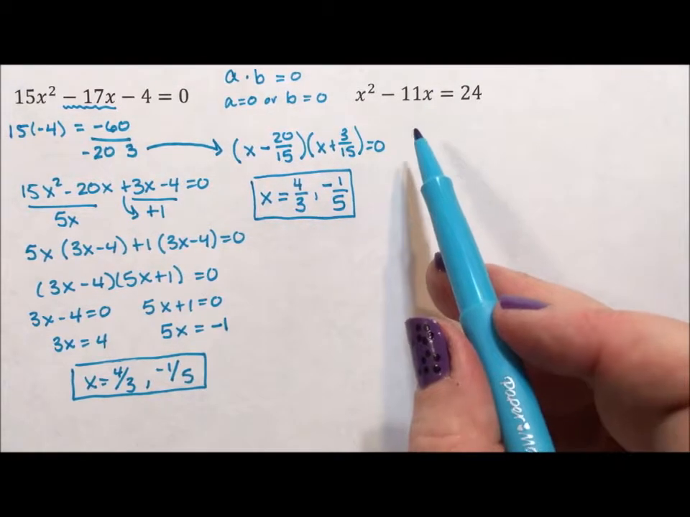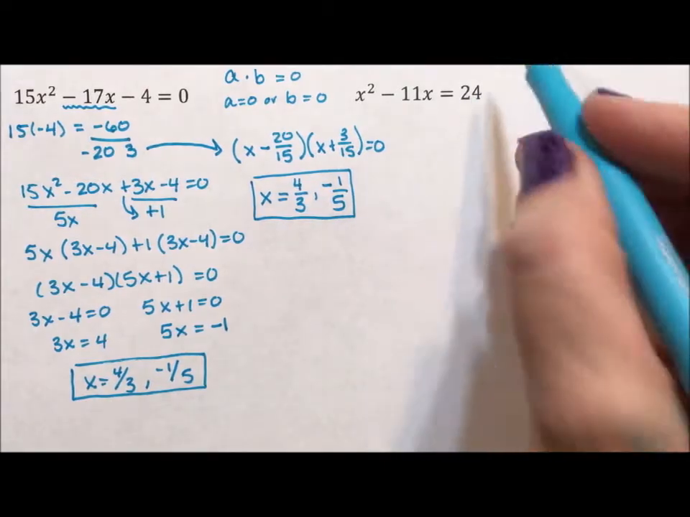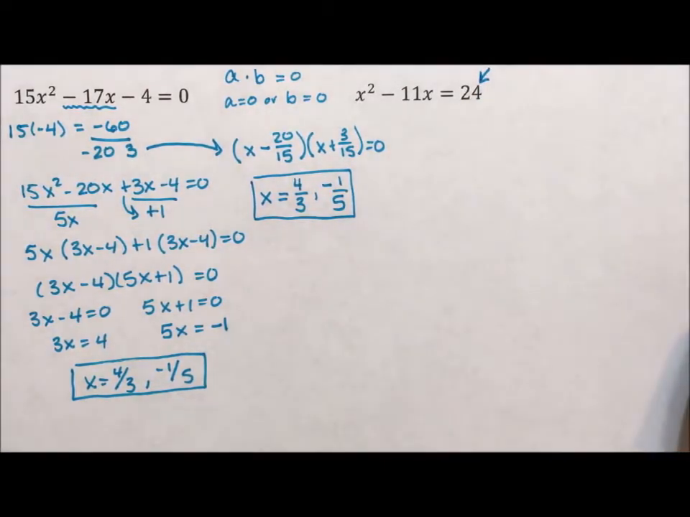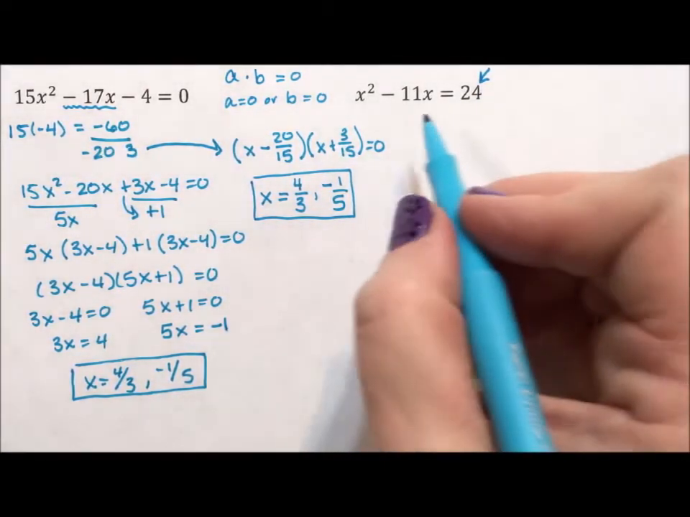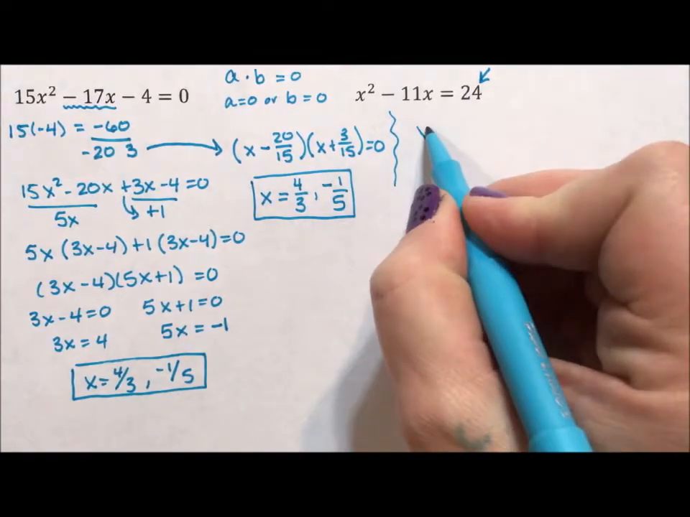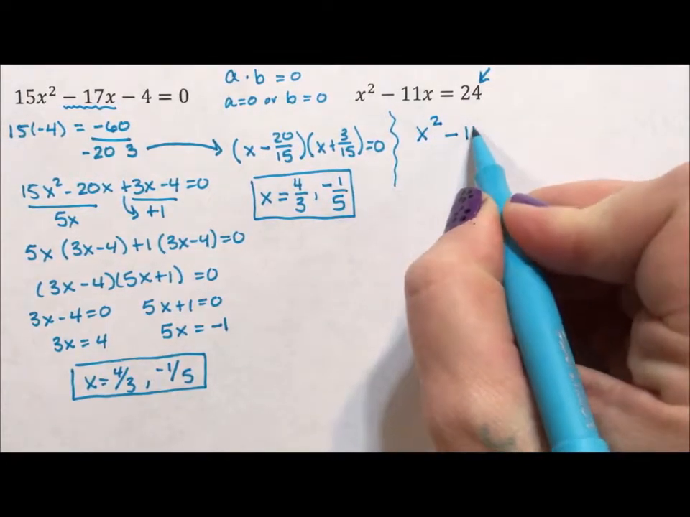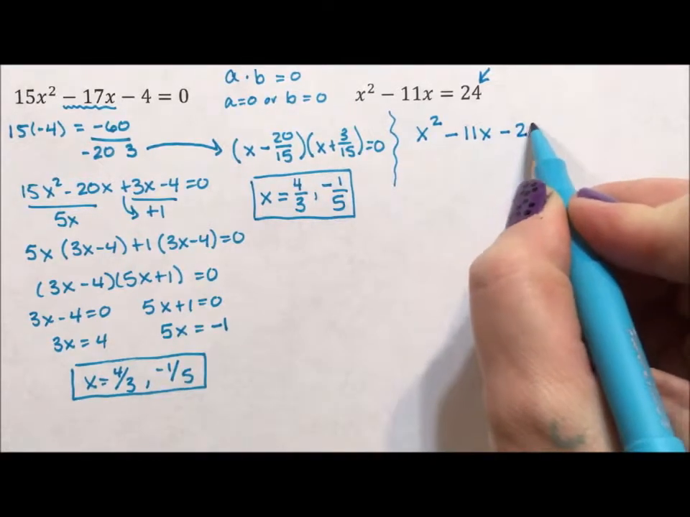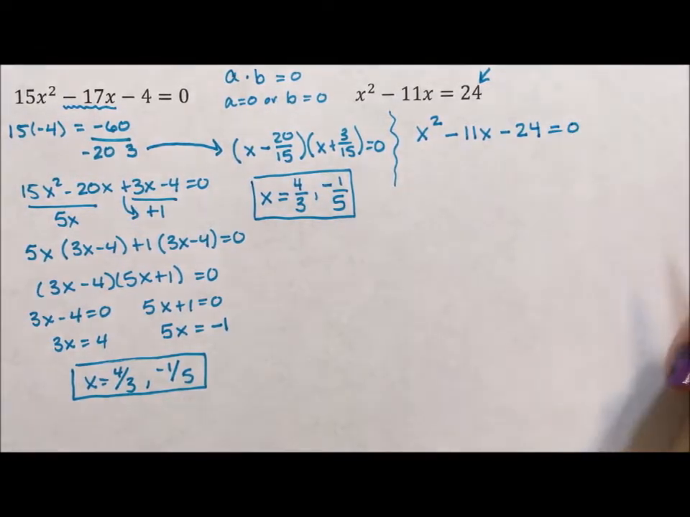Okay, now for my second one, the first thing you're going to notice is that it does not actually equal 0. So I'm going to have to subtract that 24 over. So I'm going to have x squared minus 11x minus 24 equals 0.